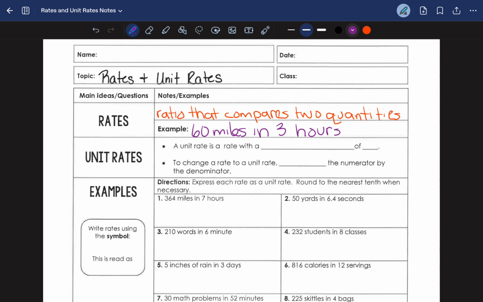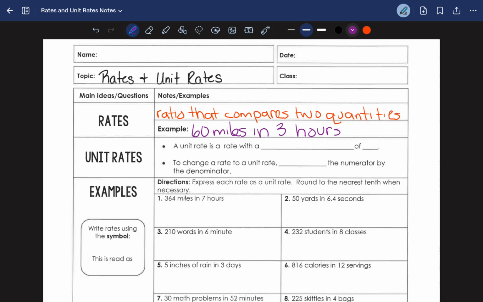So, what we mean by that is basically we want there to be two different units that we are comparing. And essentially, we're going to set it up as a fraction. And remember, fraction means to divide. So ultimately, at the end of what we're doing, we'll divide.